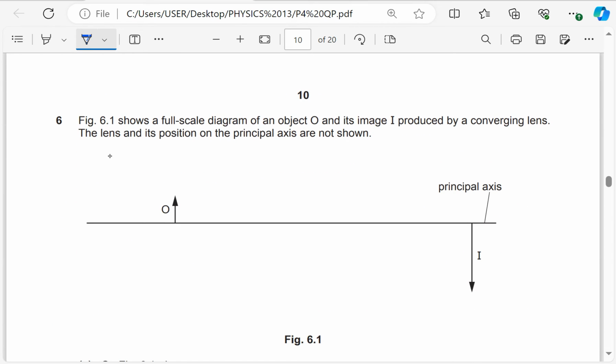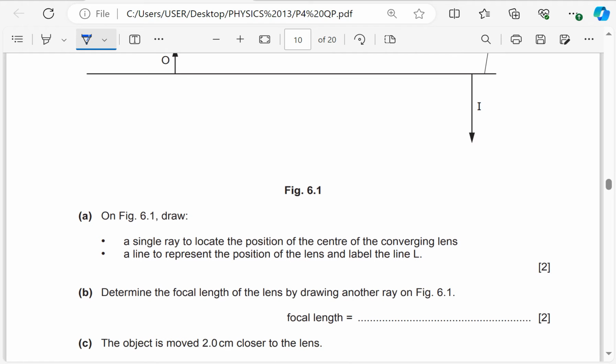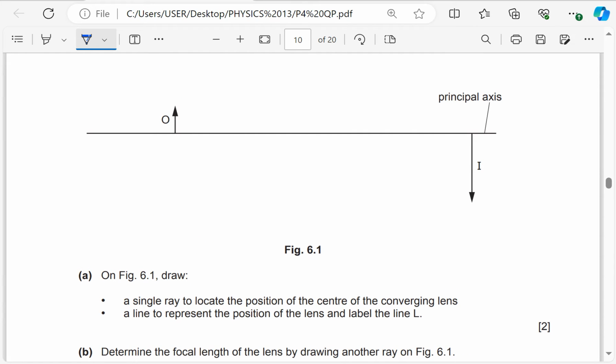The figure shows a full-scale diagram of an object and its image I produced by a converging lens. The lens and its position on the principal axis are not shown. Okay. On figure 6.1, draw a single ray to locate the position of the center of the converging lens. So this is the image, the other is the object. So I want the position of the center.